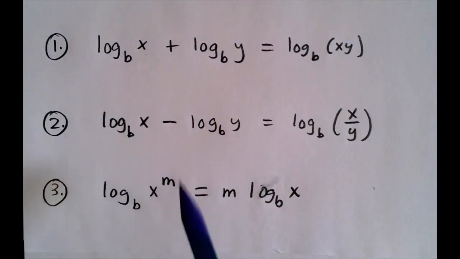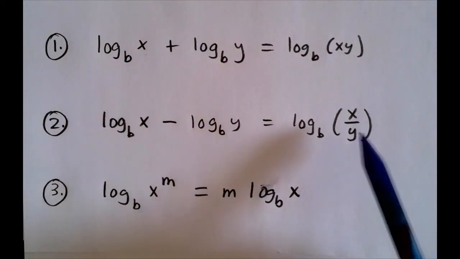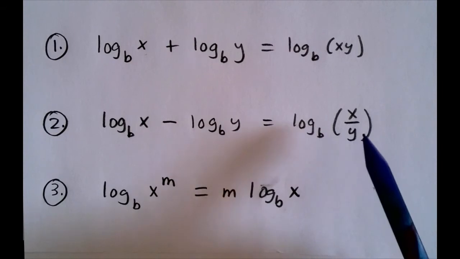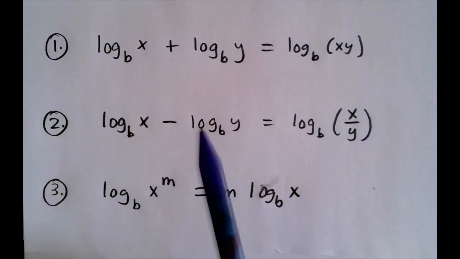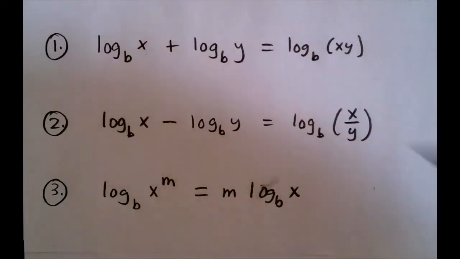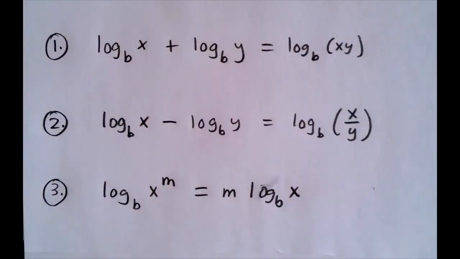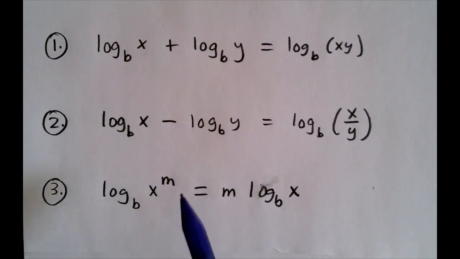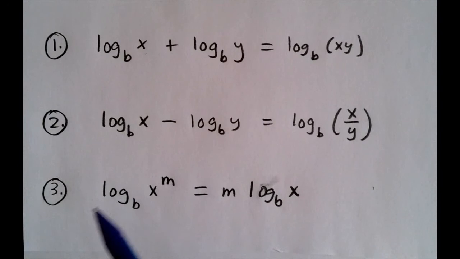Likewise, when you have subtraction, it's going to be division in the argument. So basically we're taking two logs, whether add or subtract, and writing it as a single logarithm. Probably the most important one is this one with the exponent. This exponent m is now going to be the coefficient in the logarithm here.